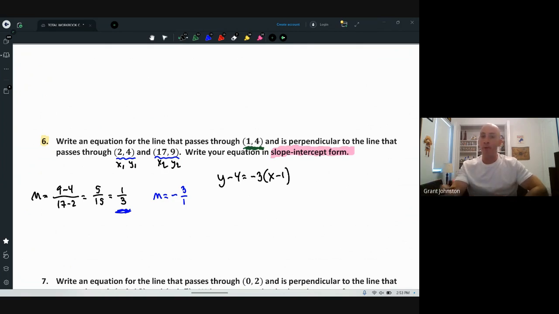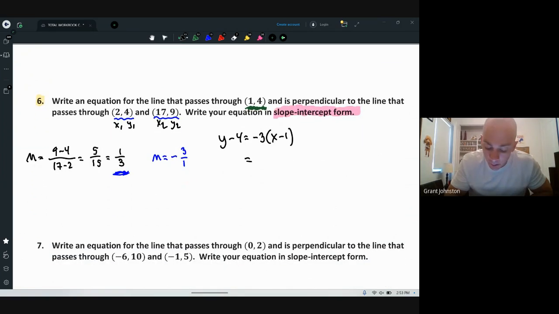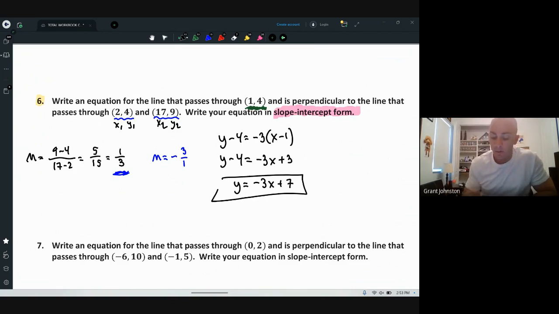And that's in point slope form, but what I highlighted in pink, remember it says we want it in slope intercept form. So I'm going to distribute the negative 3. Negative 3x. Negative 3 times negative 1 is positive 3. Rewrite my y minus 4 over there. And then isolate y. I'm going to add 4. So 3 plus 4 is 7. And there it is. Okay, hopefully that was enough.